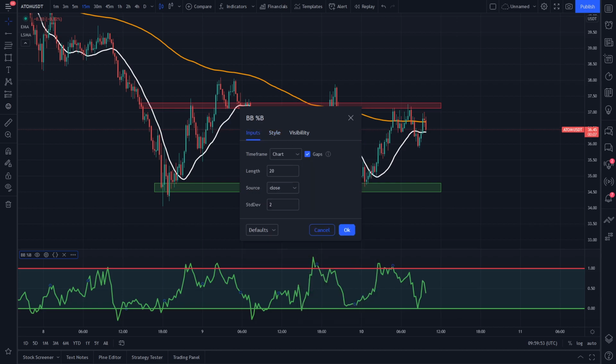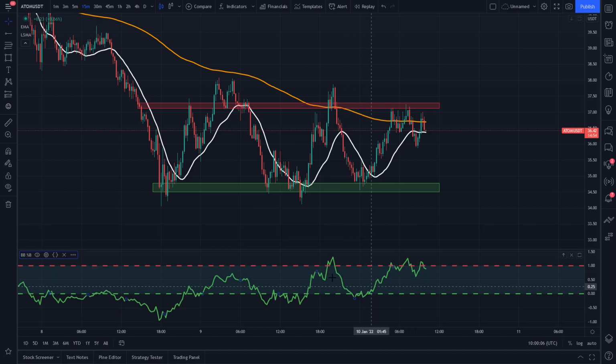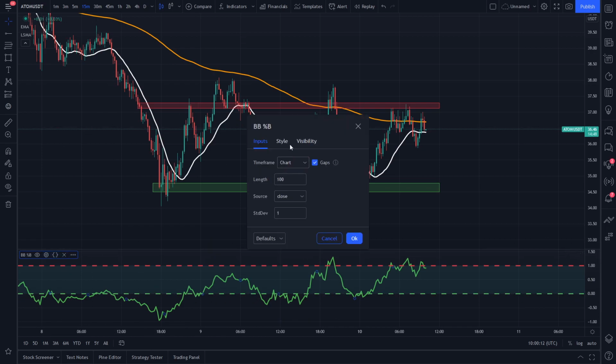What about the settings? So the source is close, the standard deviation is 1. The difference between length is, I recommend you to use between 100 and 200. So if you change it to 100, you saw immediately this got changed. So if you look at the difference between 100 and 200, the amount of signals get reduced.